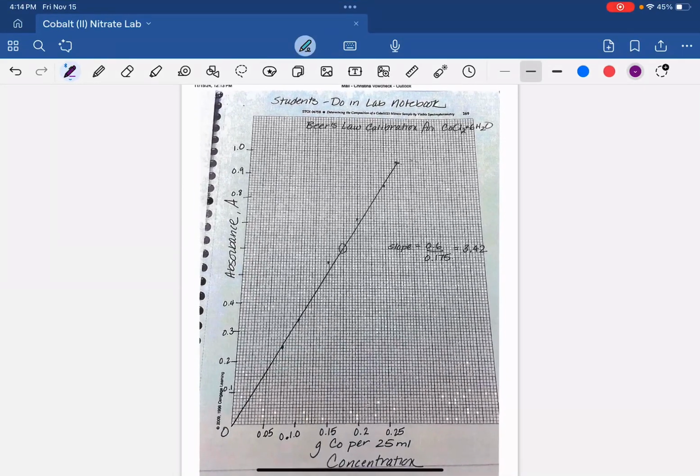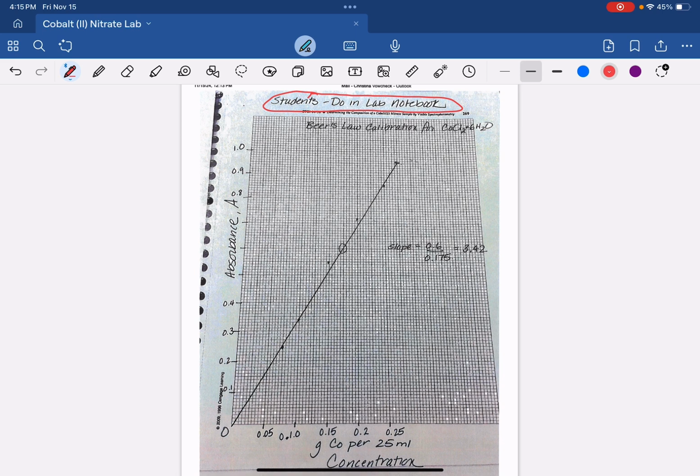Keep in mind that as I plotted this, I did it on separate graph paper because I don't have a lab notebook. But as a reminder, students do need to do it in your lab notebook. Make sure that you space things out appropriately. You're plotting absorbance versus concentration. It should look very similar to what you have here. You should have a title and 5 data points. You should draw your best fit line using a ruler. It should go through the origin.